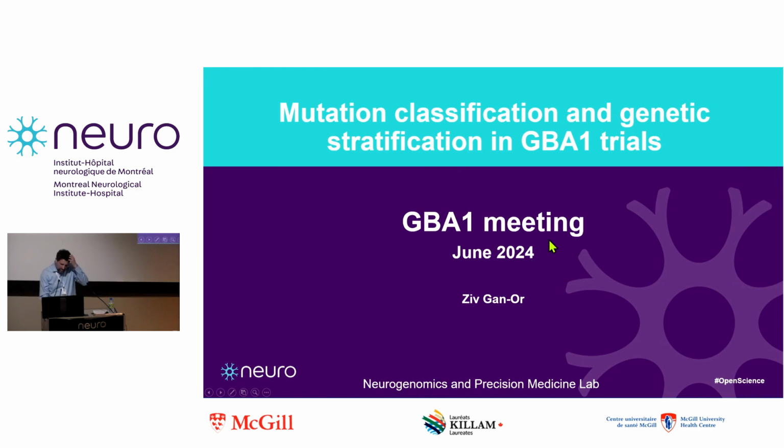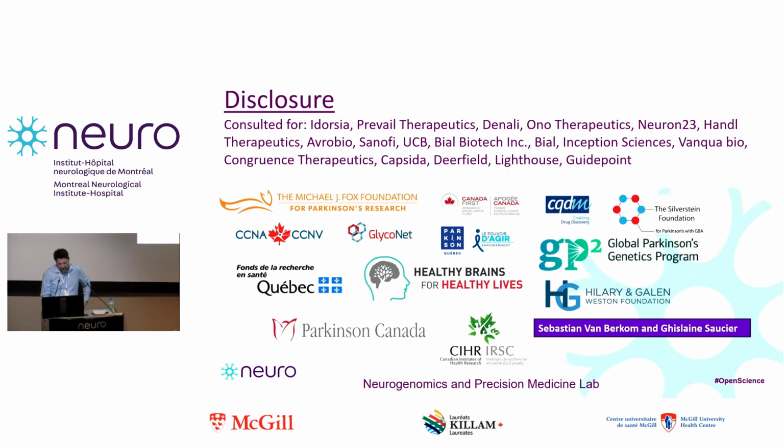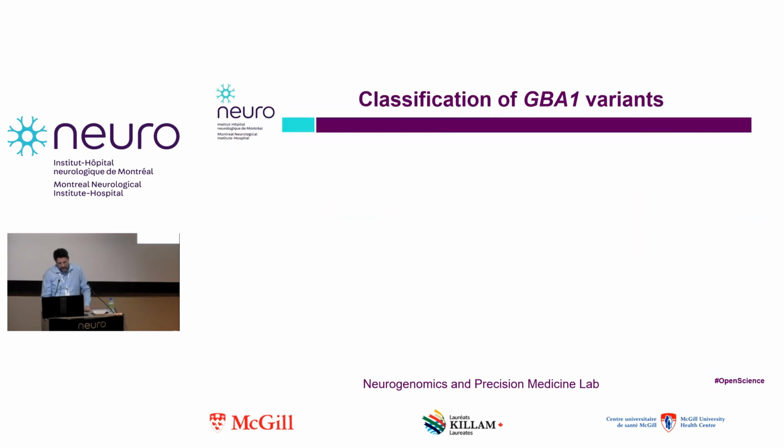So I talked about classification of genetic mutations in GBA, and this is a second part of the talk that will focus on how we should use genetics in order to better stratify and conduct clinical trials.